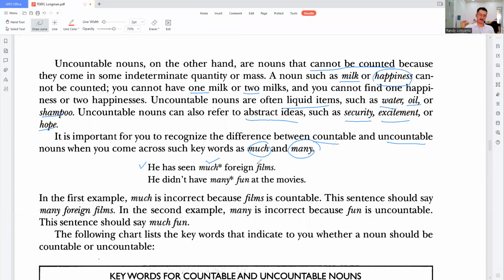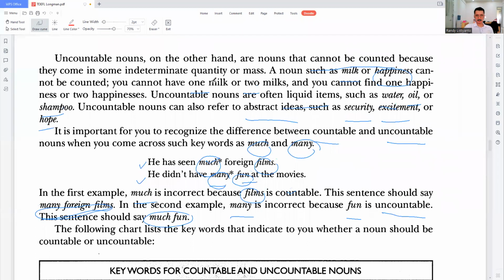He has seen much foreign films, and the second example, he didn't have many fun. Okay, pay close attention to much and films, many and fun. In the first example, much is incorrect because films is countable. The sentence should say many foreign films. In the second example, many is incorrect because fun is uncountable. The sentence should say much fun.